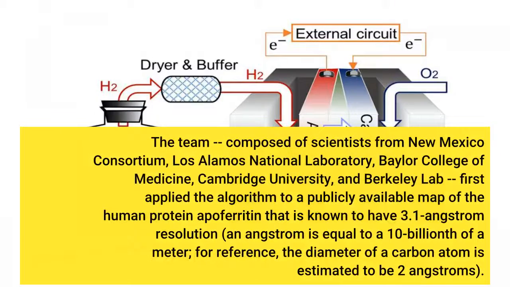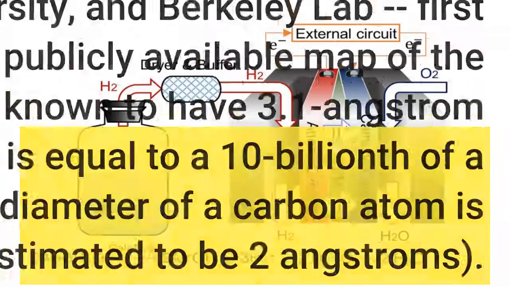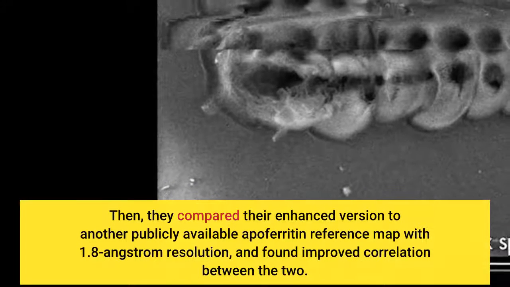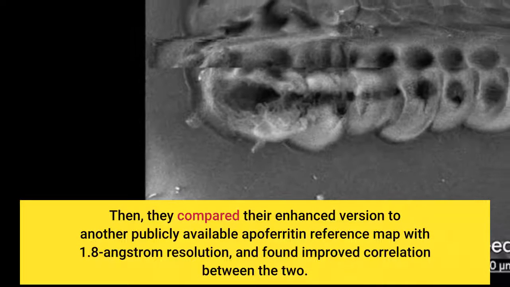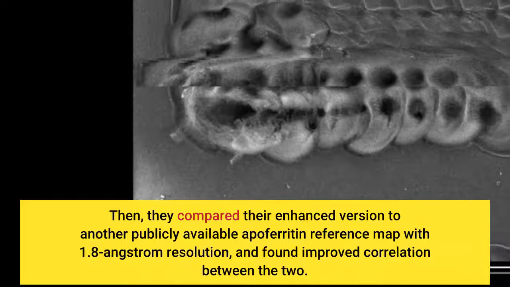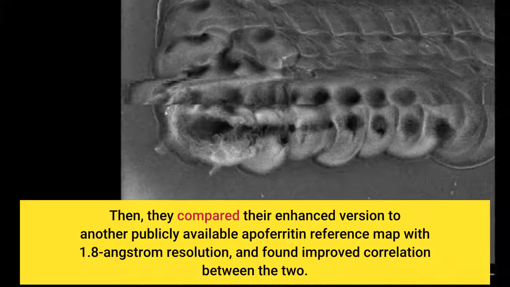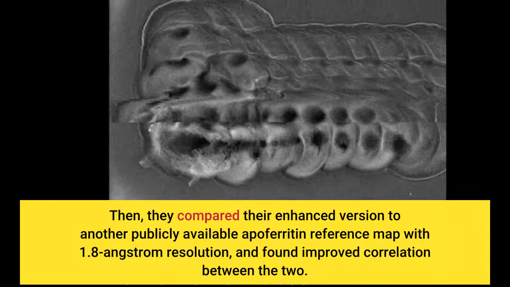The team, composed of scientists from New Mexico Consortium, Los Alamos National Laboratory, Baylor College of Medicine, Cambridge University, and Berkeley Lab, first applied the algorithm to a publicly available map of the human protein apoferritin that is known to have 3.1 angstrom resolution. Then, they compared their enhanced version to another publicly available apoferritin reference map with 1.8 angstrom resolution, and found improved correlation between the two.